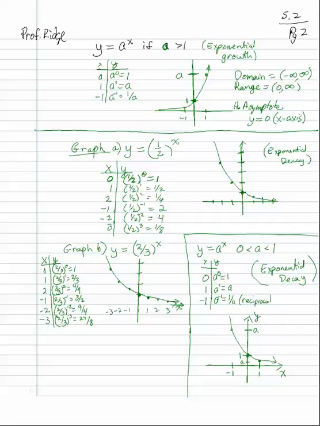And then our domain is going to be the same, negative infinity to infinity. And the range is going to be the same, 0 to infinity. And of course there's now the asymptote, still the x-axis, but it's as x goes to positive infinity instead of negative infinity.